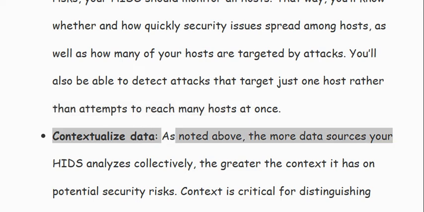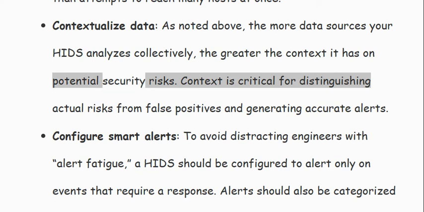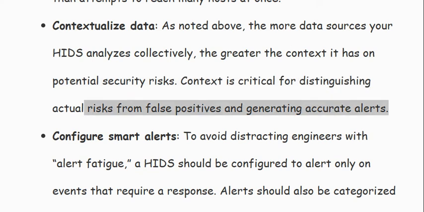Contextualize data. As noted above, the more data sources your HIDS analyzes collectively, the greater the context it has on potential security risks. Context is critical for distinguishing actual risks from false positives and generating accurate alerts.